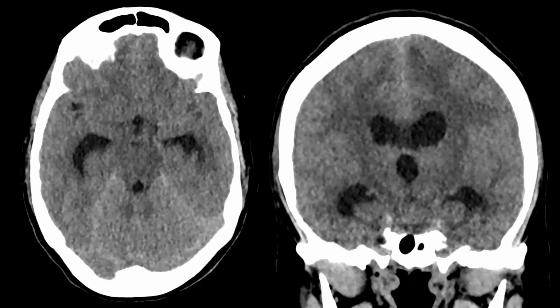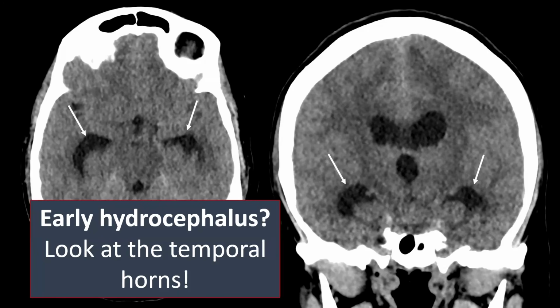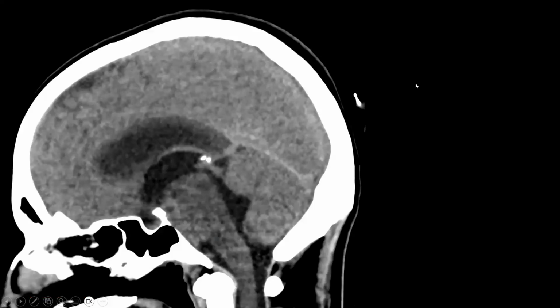Look at the temporal horns. The temporal horns are the most sensitive to early changes or to widening in hydrocephalus. They are often the first component of the lateral ventricles to dilate if a patient develops a hydrocephalus. So always check your temporal horns. In young people, these should be very flimsy. If they look swollen like this, something is clearly off, and this is a hydrocephalus.